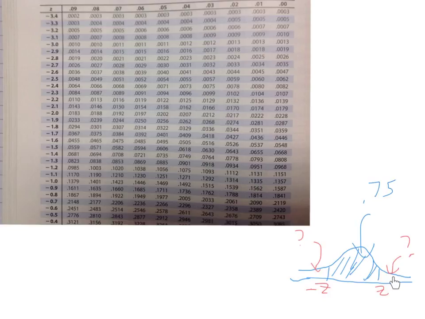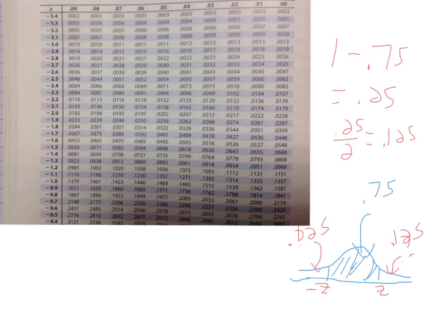How much does that leave us for these two tails, which are, both tails are equal? So if you go 1 minus 0.75, that's 0.25. And so the area here is 0.75, and the sum of these two tails is 0.25. If I divide that 0.25 by 2, that's 0.125. And that gives me the area of each tail. So the area of this tail is 0.125, and the area of this tail is 0.125.